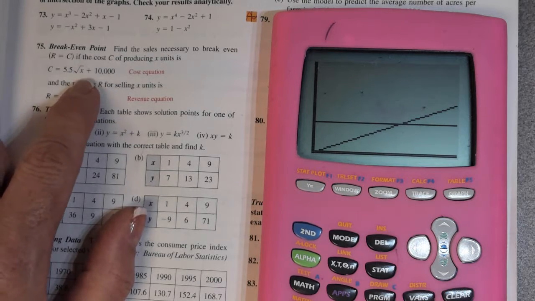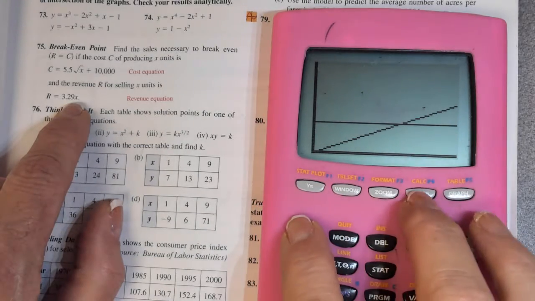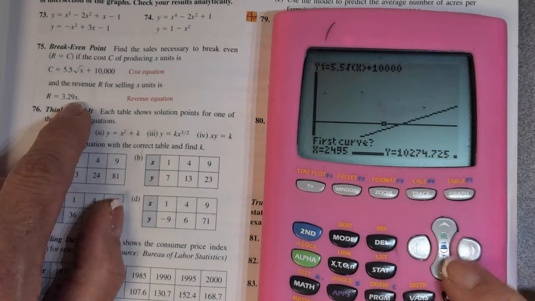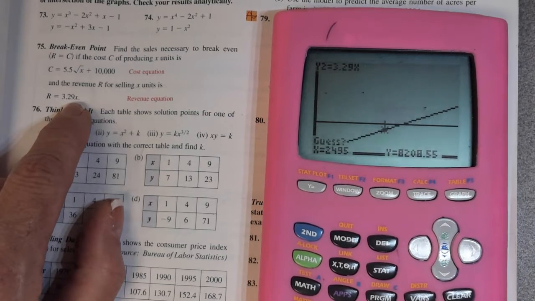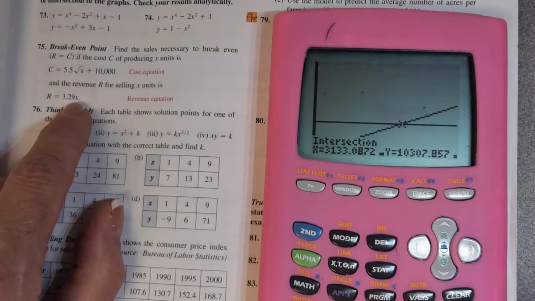Now we can solve the problem. We can find out where the cost is equal to the revenue. To do that, I go to second trace, calculate that intersection point. I have to be close to it. I hit enter, enter, enter, and there it is. So 3,133 units, that's going to be the break-even point.